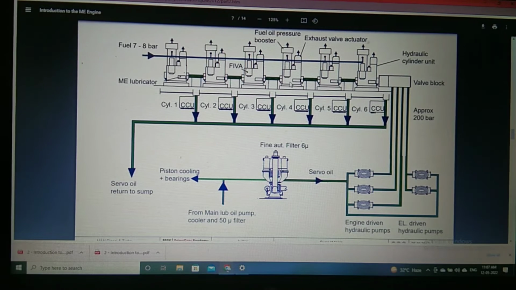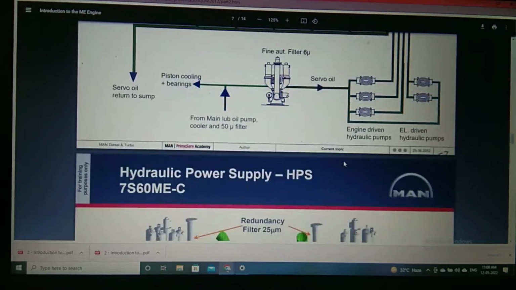So in MC engines, the cam is pressurizing your fuel. Here your servo oil is doing the job in place of cams, so that's why they replaced the cams. And there is one control unit which has your exhaust valve actuator, your cylinder lubricators, and your fuel oil booster pump, each coming in a single unit. The FIVA valve is also there, that is the solenoid valve, so each comes in a hydraulic cylinder unit. So this is the thing, right? So this is the basic concept.